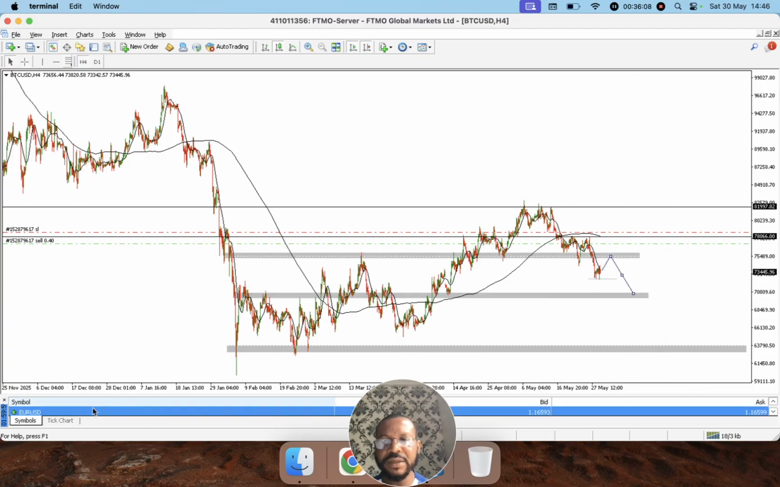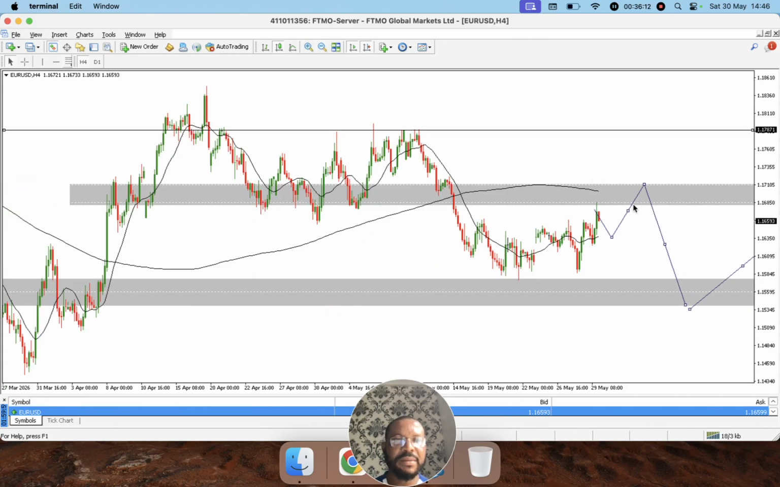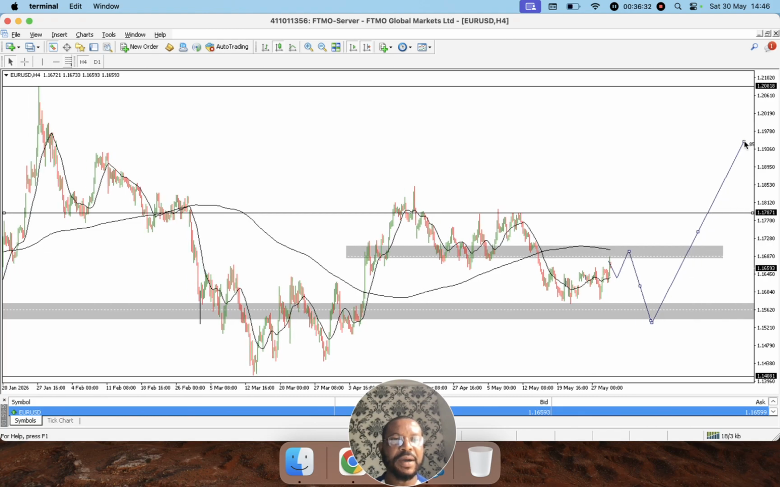Therefore, the Euro USD, when the market rises back to this area, inside this zone, the buyers take this price back to this resistance area, and the sellers coming from here, you join them, take the price down to the support. At this support area, when the buyers come in, you join them, and take the price back up.